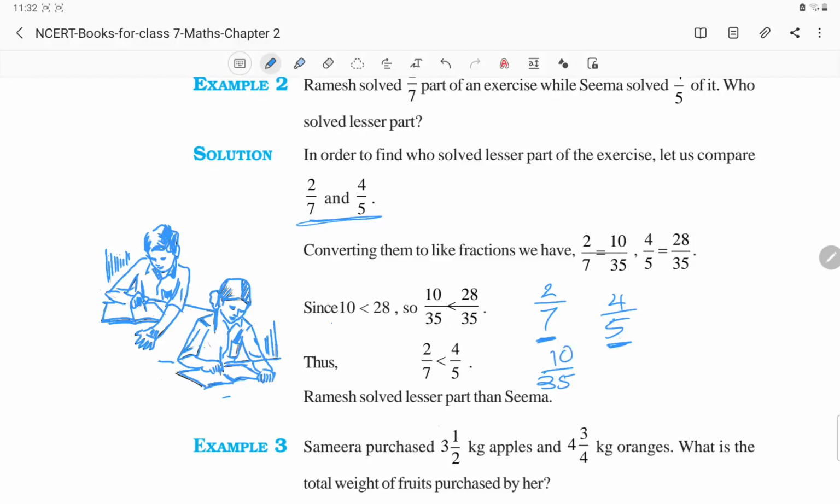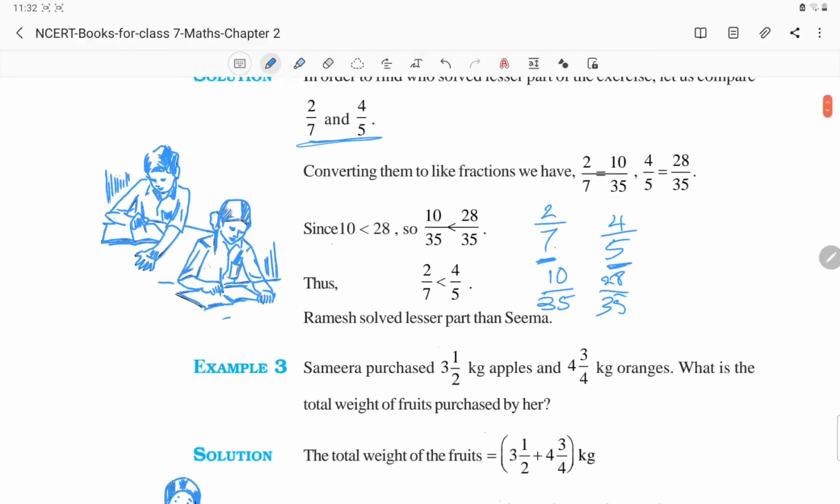And the answer would be 10. So if you're timesing 7 by 5 to get 35, you times 2 by 5 to get 10. And if you are timesing 5 by 7, which is 35, you times 4 by 7, which is 28. There we are. That's how we get that.